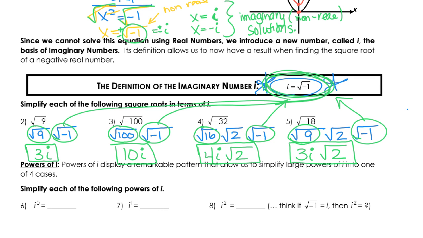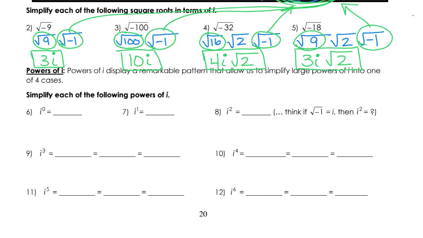Another thing that we have to learn and understand is the powers of i. Powers of i display a remarkable pattern that allows us to simplify larger powers of i into one of 4 cases. You're going to see this pattern happening before you. In number 6, we learned way back when we were talking about exponents that anything to the 0 power is 1. That's an easy one. So is number 7: anything to the first power is itself, which is going to be i.